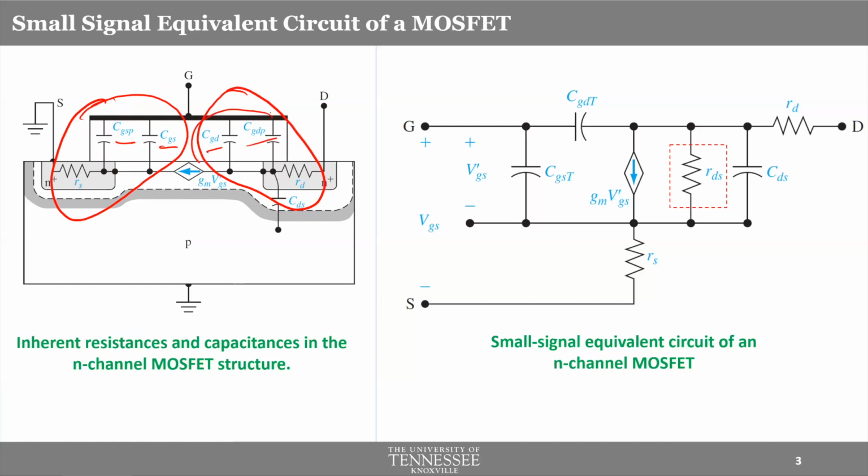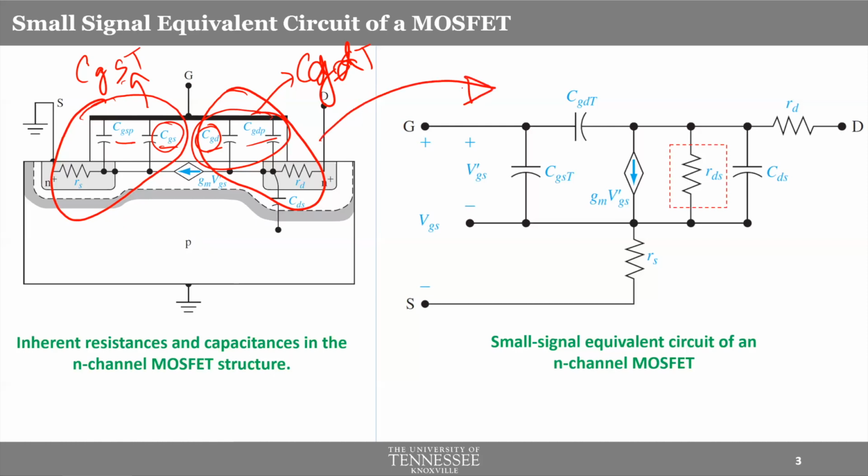And oftentimes the total capacitance is represented as CGD, gate to drain, and CGS, gate to source. Okay, so overall, the total capacitance. And just to make it different from CGS and CGD, we use a T with it to represent total, CGST and CGDT. Okay, total.